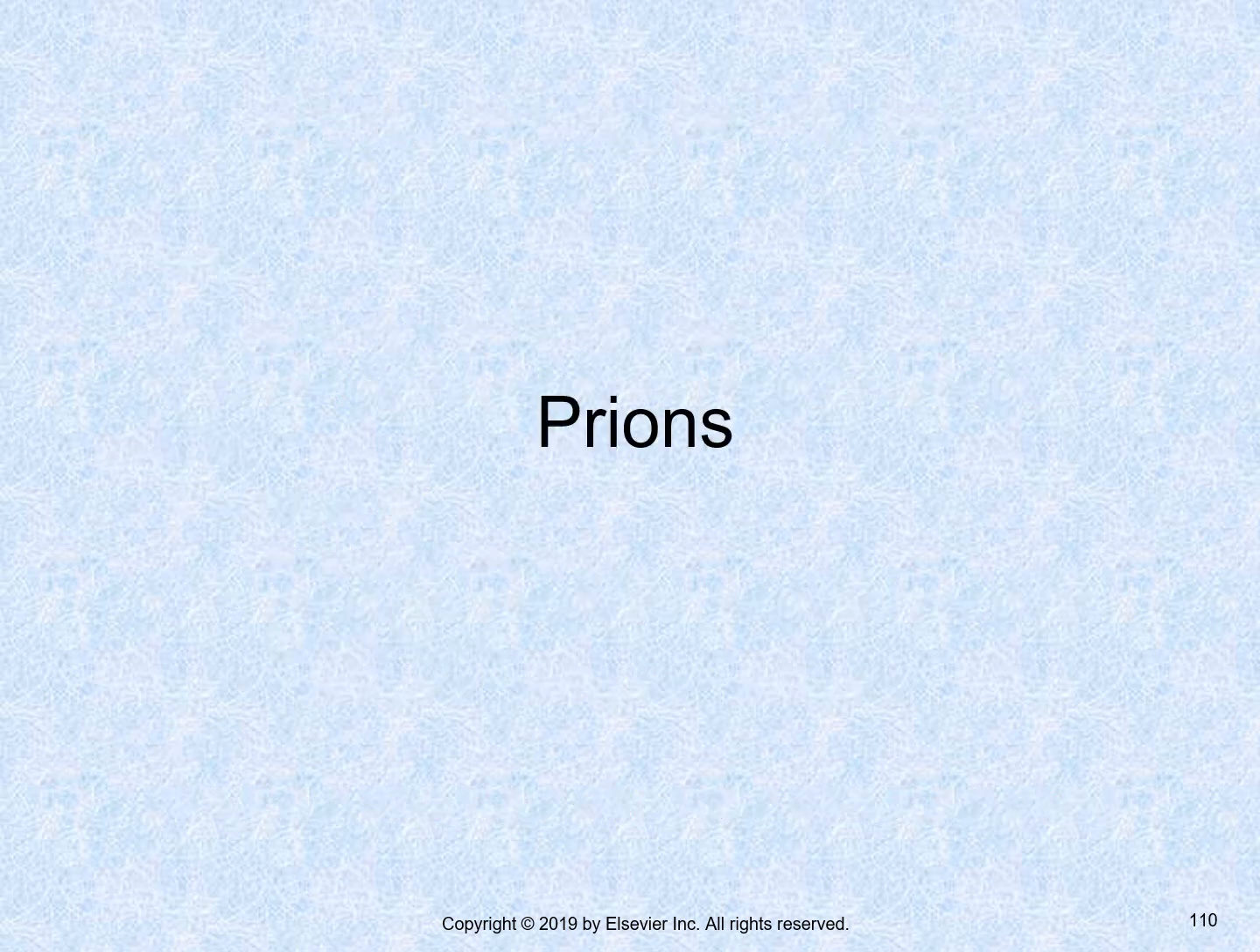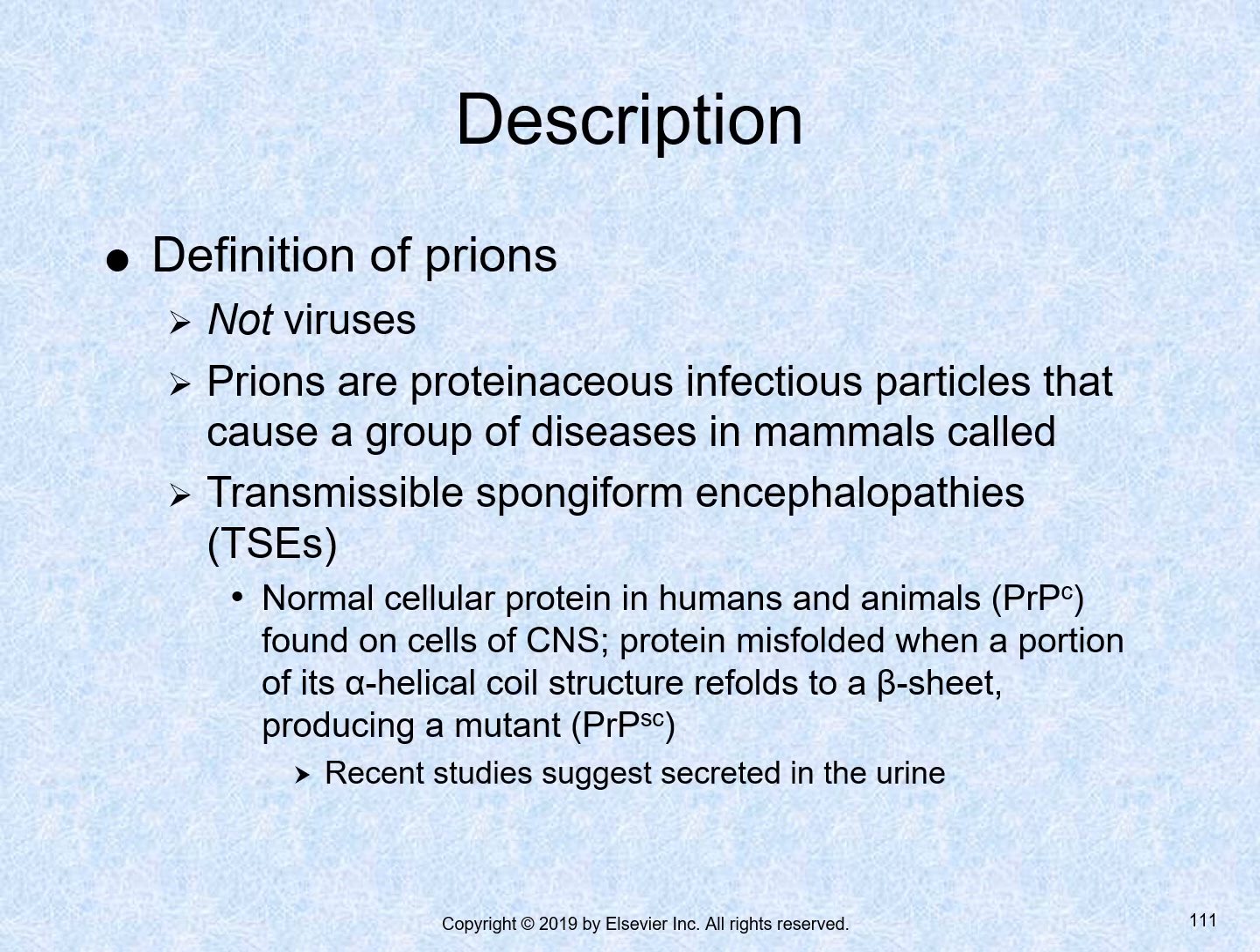Now we've completed the list of viruses, and we'll move on to prions that are covered in this chapter, although they are not truly viruses. As mentioned before, prions are not viruses. They're proteinaceous infectious particles that cause a group of diseases known as transmissible spongiform encephalopathies.